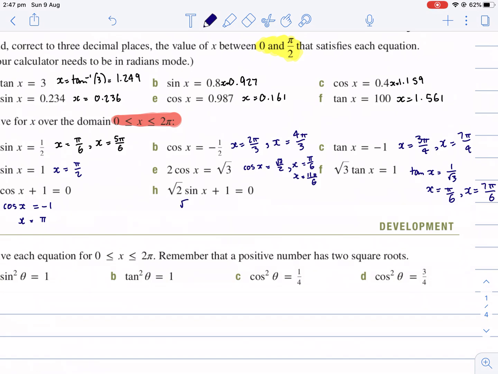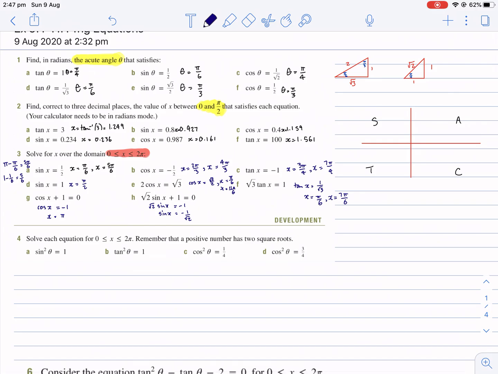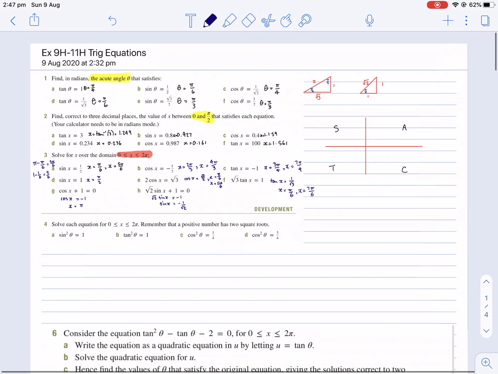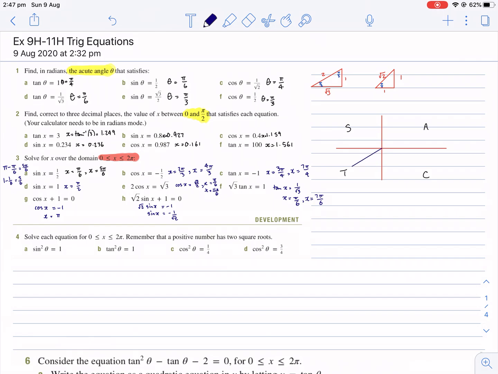Okay, here we've got root 2 sine x equals -1, which means sine x equals -1 on root 2. For sine to be -1 on root 2, we must be 45 degrees, but because it's negative, it's going to have to be 45 down here, which is pi on 4, or 45 down here, pi on 4. So for the first one, we've got x equals, well, it's pi plus pi on 4, so it's 5 pi on 4, and now 2 pi minus pi on 4, 7 pi on 4.